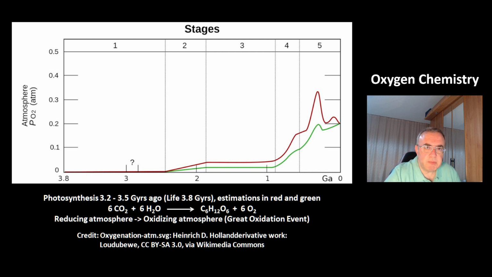Photosynthesis was a big step in the evolution of life. It was invented 3.2 to 3.5 billion years ago. Life is at least 3.8 billion years old. That's this reaction, 6 carbon dioxide plus 6 water to glucose, C6H12O6, plus 6 oxygen as a byproduct. The invention of photosynthesis changed the reducing atmosphere into an oxidizing atmosphere. This is called the Great Oxidation Event, and it had many changes for the species as a consequence.